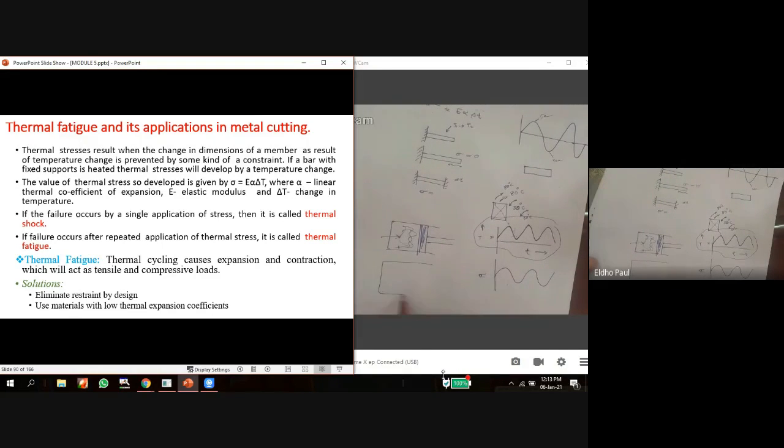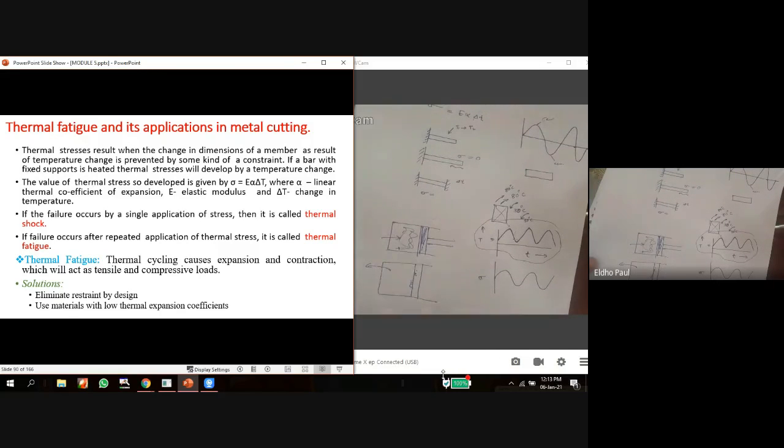Then during the exhaust stroke, the exhaust gases are removed, and this piston gets cooled. So during the power stroke it is heated, and during the exhaust stroke it is cooled. Again in the next cycle, during the power stroke the piston is heated, and again it is cooled. The temperature change will continue in a cyclic manner, so the piston is subjected to fatigue load, thermal fatigue load.